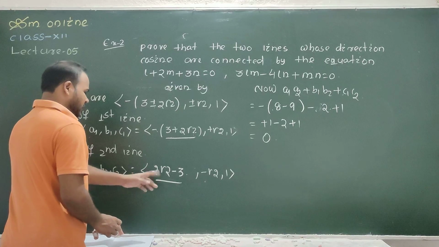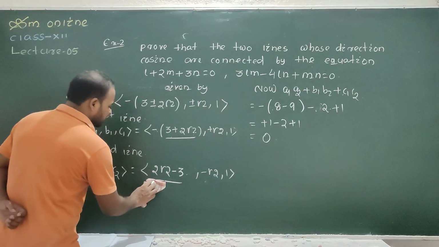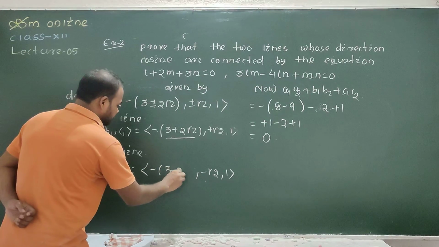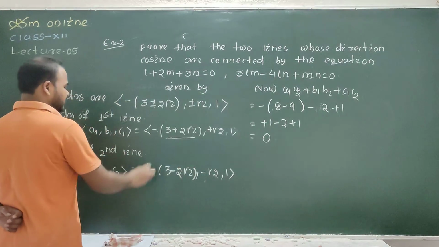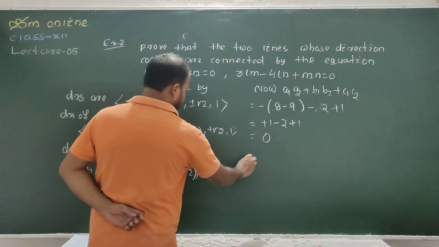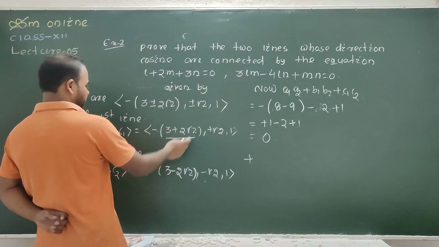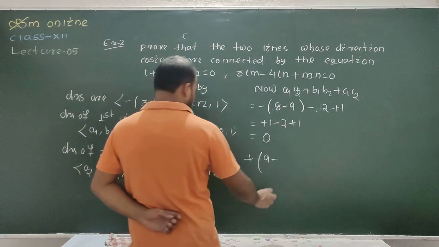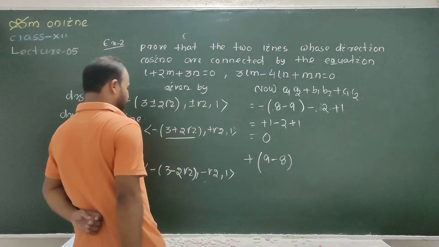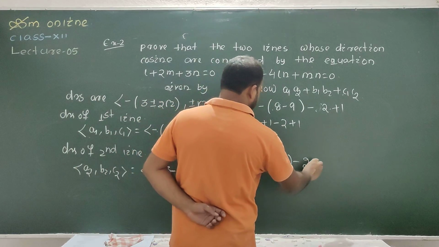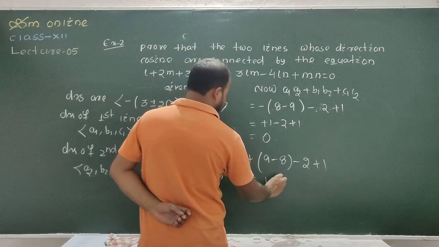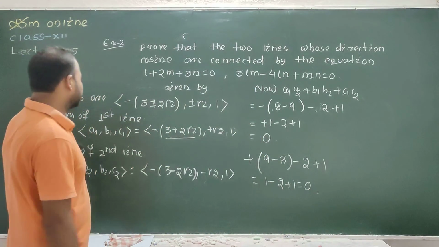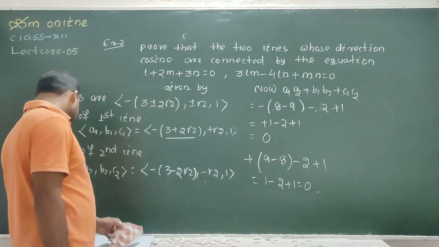This is minus of 3 minus 2 root 2, so this is minus, minus, plus here, and this is A plus B into A minus B, which is A squared minus B squared. This is 9 minus 8, and this is minus 2 and this is plus 1. So this is 1 minus 2 plus 1, which is also 0. So this is all about example 2.